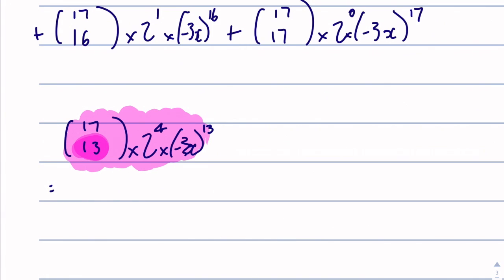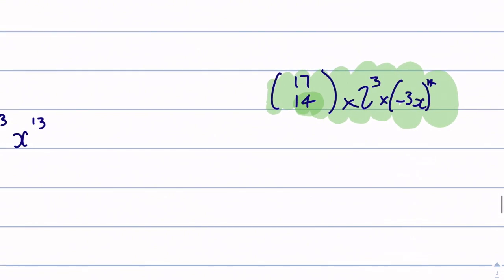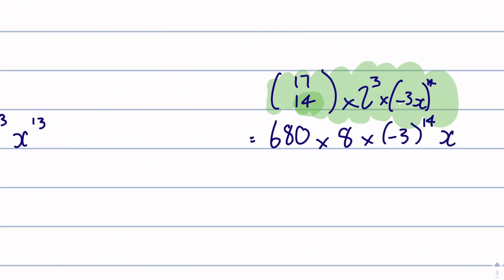So I've got 17C13. 17C13 gives me 2,380 times 2 to the 4, which is 16, times negative 3 to the 13. I'm just going to leave it like that. And then I've got x to the 13. This one, it's 17C14. So it's 680 times 2 to the 3, which is 8. I'm going to leave it as minus 3 to the 14, x to the 14.